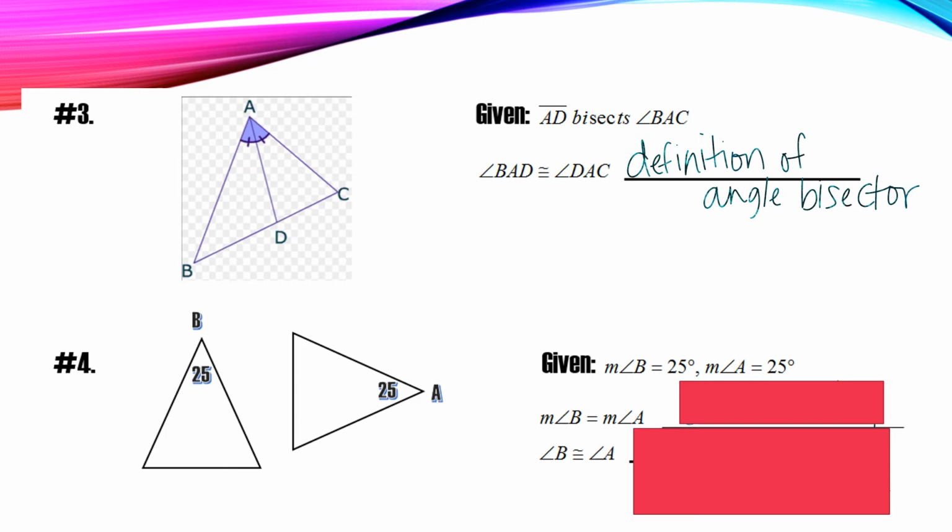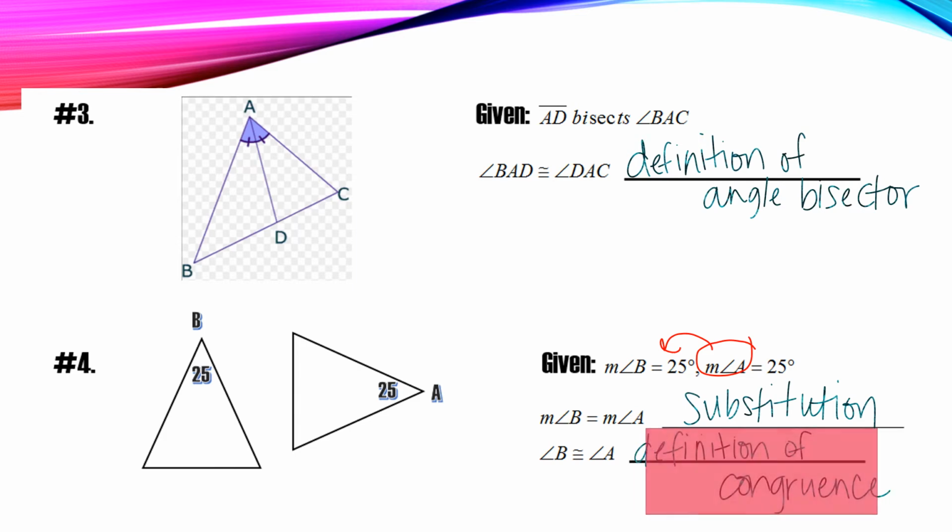Number 4, so they give us that angle B and angle A is 25. We could say that the measure of angle B is equal to the measure of angle A. I'm just plugging it in by substitution. And then the angle B is congruent to angle A by definition of congruence.